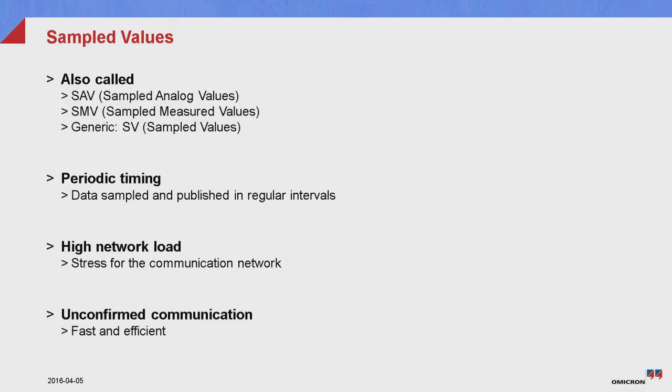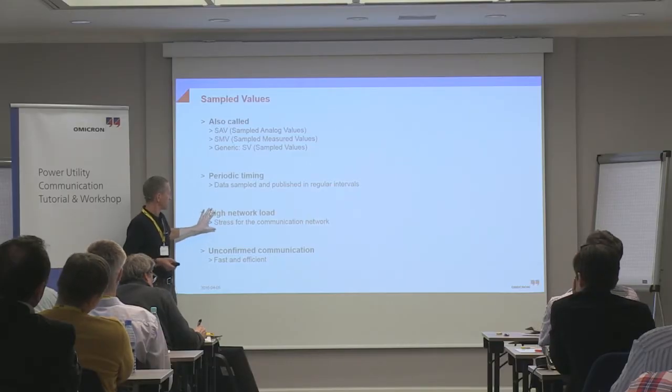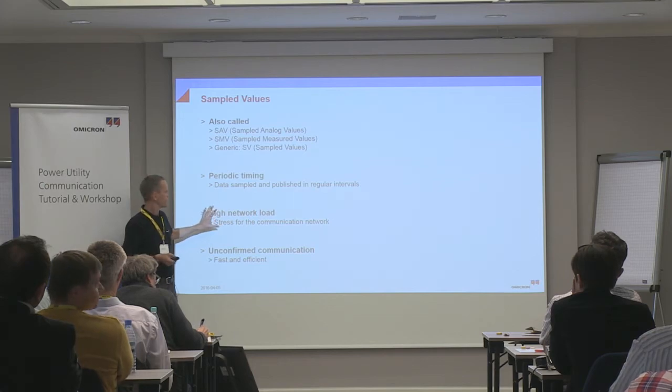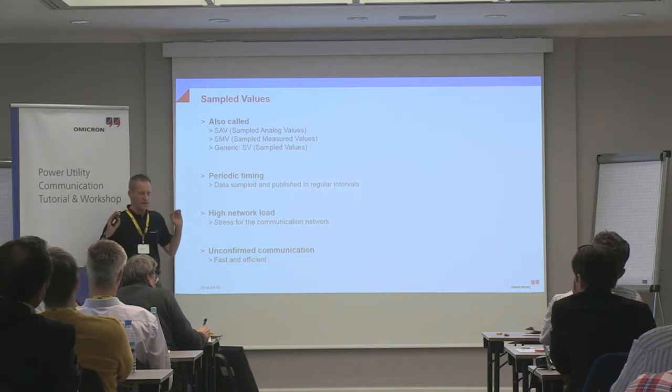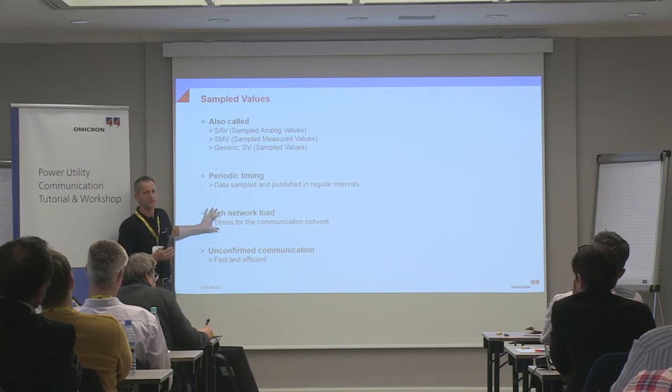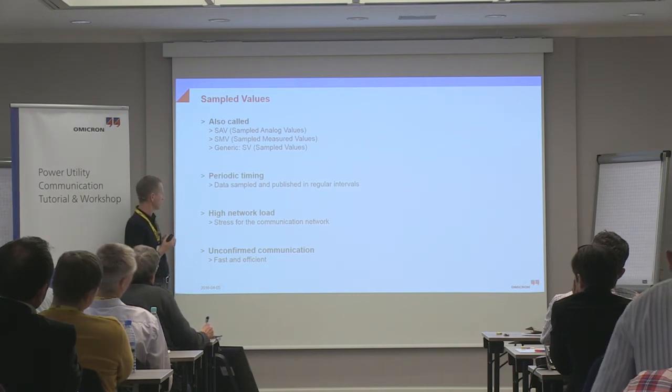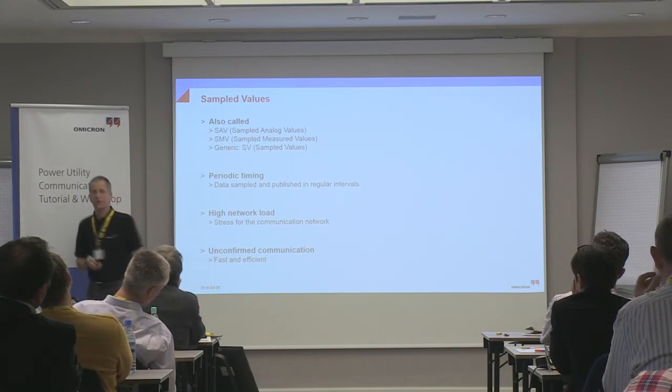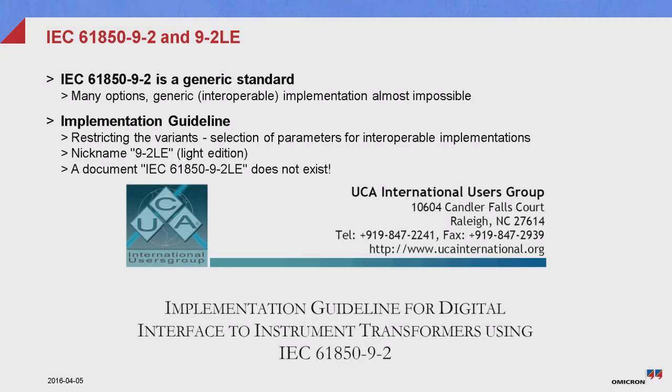Bottom line, we have the sampled values. The timing is now not event-driven, it's periodic. We have regular sampling intervals and regular publishing intervals. As Reinhard has already mentioned, you have probably to make a very thorough investigation of your architecture and maybe filter the network load when you deal with sampled values, because it causes a high stress on the network. You have many megabits per second coming out of a merging unit. And it's again unconfirmed communication, very fast and efficient.